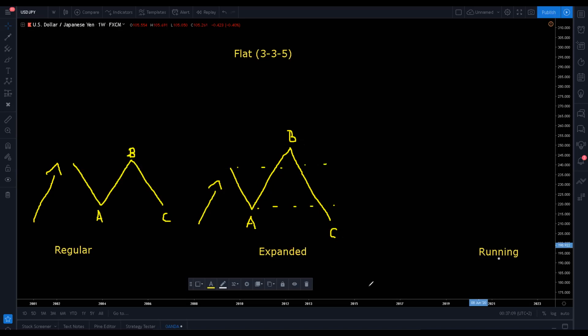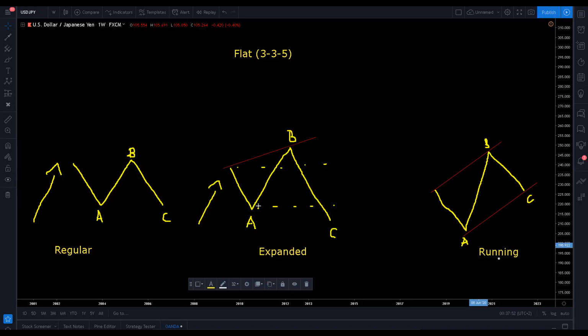And then as for the running flat, it will correct in the direction of the trend. So if we are having an uptrend, it's going to retrace like this. So you have your wave A, you have your wave B, and then you have your wave C. Like this. Let me try and make cleaner lines. So your running flats will retrace like this.